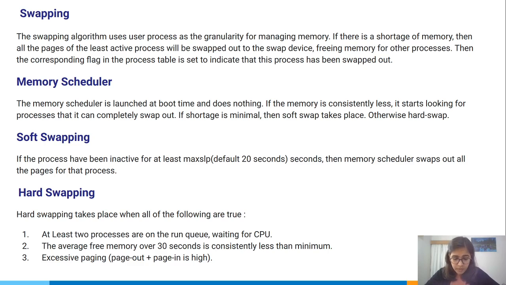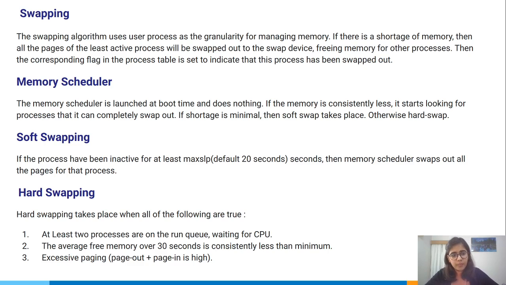The thing to remember is that swapping is used only when data is not present in RAM. If the memory is consistently low, the memory scheduler starts looking for processes that can be completely swapped out. Based on the amount of shortage, we can divide it further into soft swapping and hard swapping. In soft swapping, if the process has been inactive for at least maxslp, which is set by default to 20 seconds, then the memory scheduler swaps out all the pages for that process.